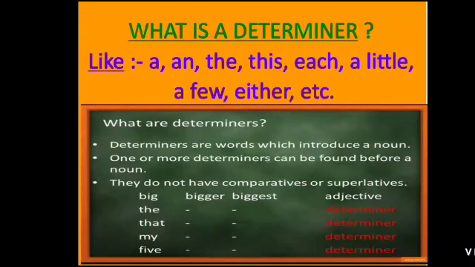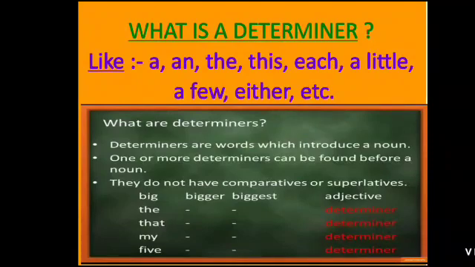The function of determiners is to express reference. That means they clarify what a noun is referring to. Like here it is given: determiners are words which introduce a noun. Yes, one or more determiners can be found before a noun. We can use a number of determiners, and of course these determiners are doing what? Their main work is to introduce a noun.